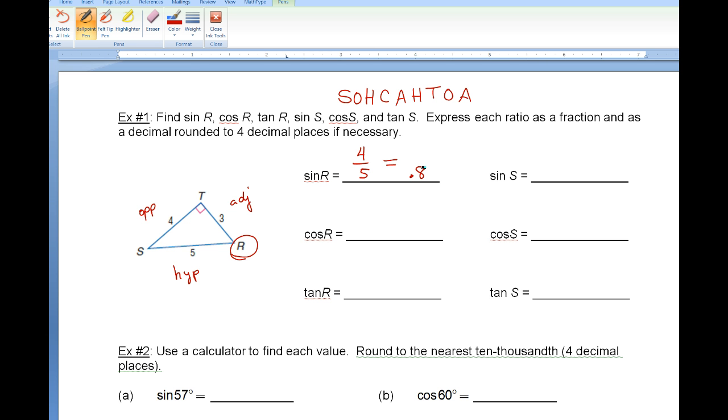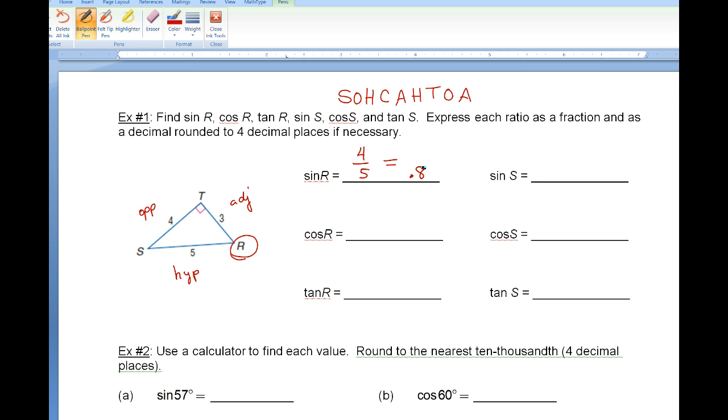Wait, 4 divided by 5? I got 0.7. Okay, 5 is 0.8. All right, hold on. We're not pressing the sine button. We're just doing 4 divided by 5. That's 0.8. Okay, next one, cosine of r.